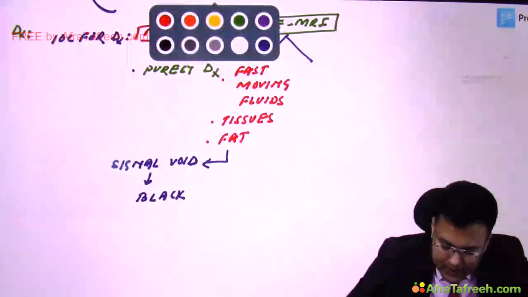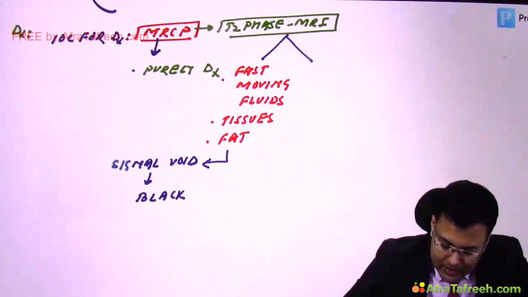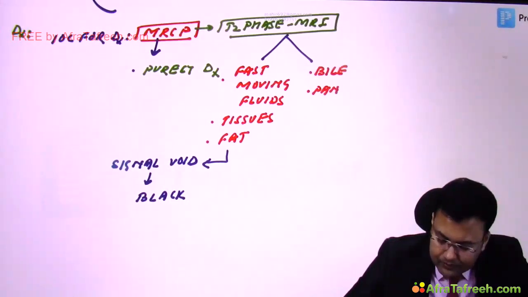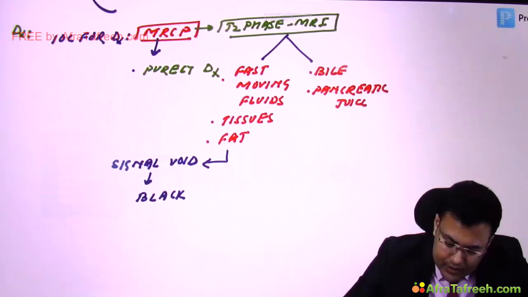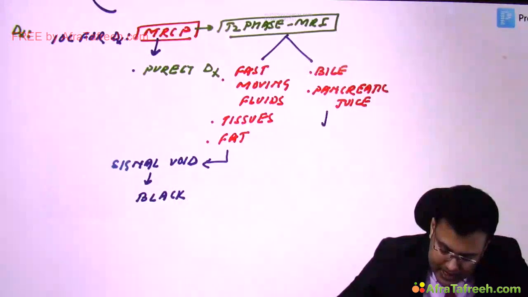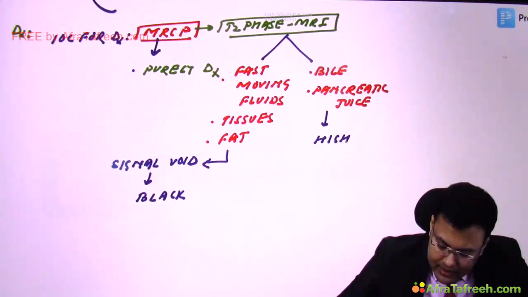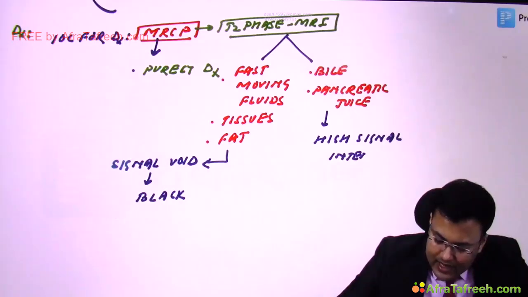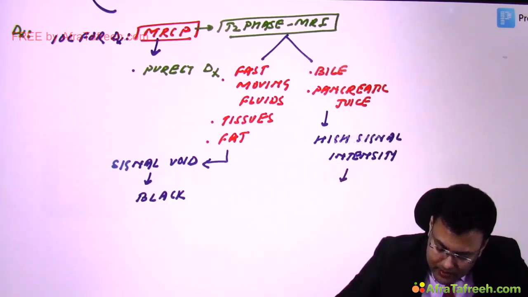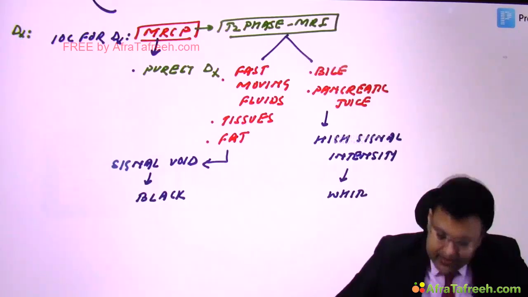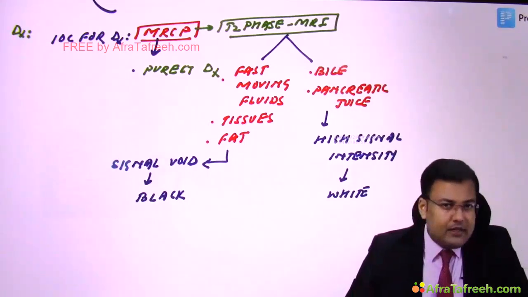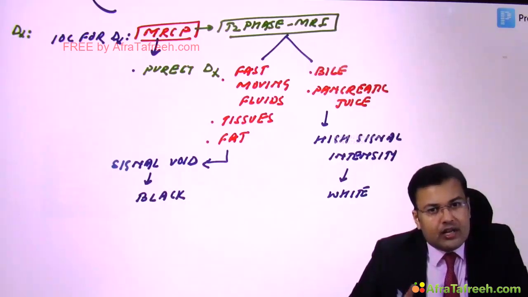If you see the slow moving fluid like bile and pancreatic juice, these have high signal intensity, and because of this high signal intensity, these appear white. Right? So sometimes in viva, the examiner is going to confuse you about what contrast is given in MRCP.